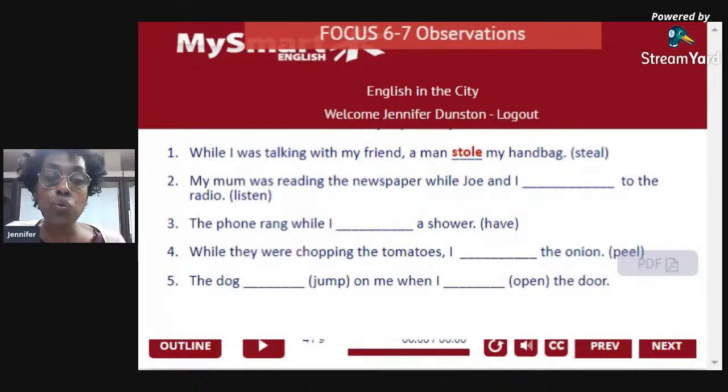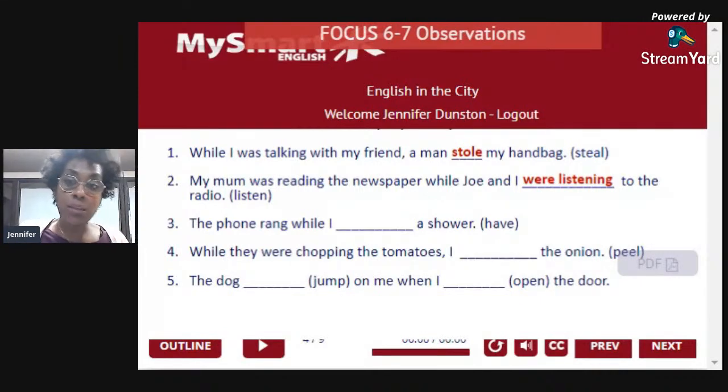And we need to be able to describe it while we're observing. Because wherever we are, there is more than one thing happening at one time. So whether or not we're observant means, do we notice everything that's going on around us? We're listening. Thank you, Giacomo. My mom was reading the newspaper while Joe and I were listening to the radio. And here we have two long activities that are happening at the same time. So because someone is reading and someone else is listening simultaneously.